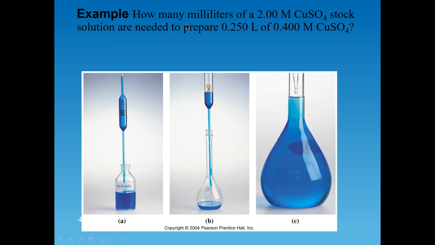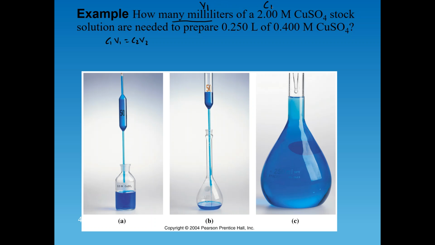Question says, how many mLs of a 2.00 M copper(II) sulfate stock solution are needed to prepare 0.250 liters of a 0.400 M copper(II) sulfate solution? So the equation we're going to use here is C1 V1 is equal to C2 V2. And when you're given a question like this, of course, you have to identify the different terms. So based on the information provided here, the question is asking how many milliliters of the 2.00 M solution. So the question here is asking for V1, right?